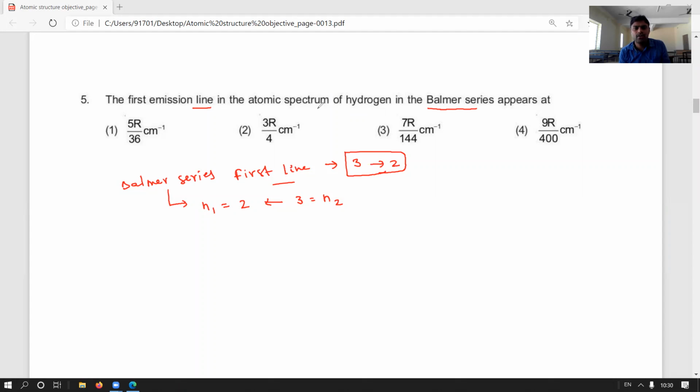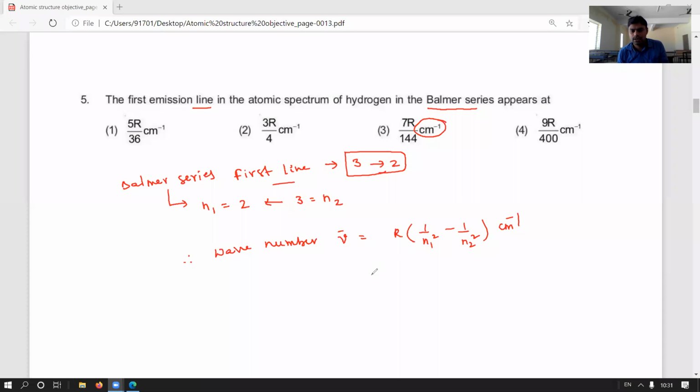The first emission line of the atomic spectrum of the hydrogen atom in Balmer lines appears at how many cm inverse? It is the wave number. So in that case, wave number nu bar is equal to, what is the formula for wave number? R into 1 by n1 square minus 1 by n2 square, centimeter inverse.